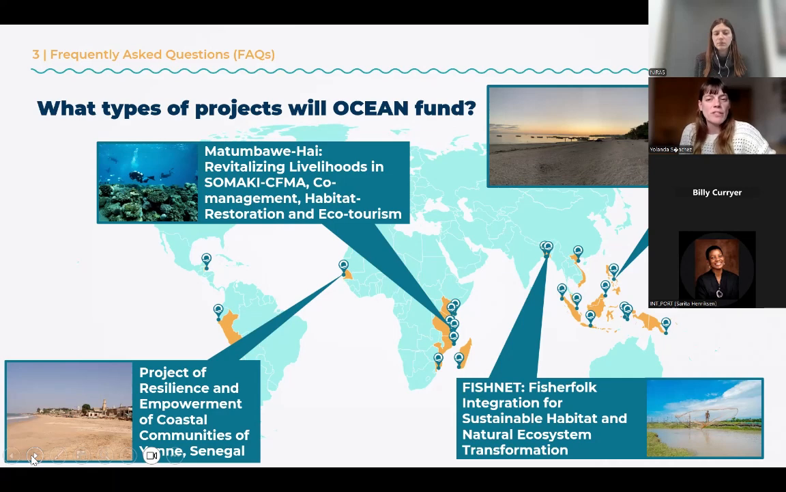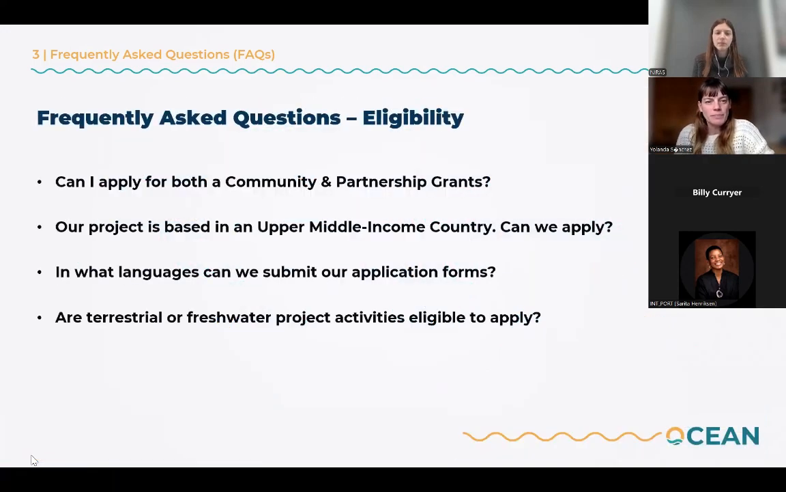All this information is on our website. You will find a tab called projects, and there is a list and some summaries about all the projects that are running this year. If you are still having doubts about whether your project could fit in Ocean grants, just have a look at that, and maybe that will be helpful for you. Let's go to the next slide, please.